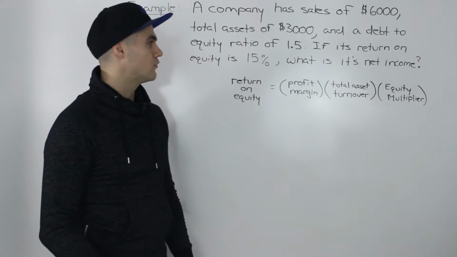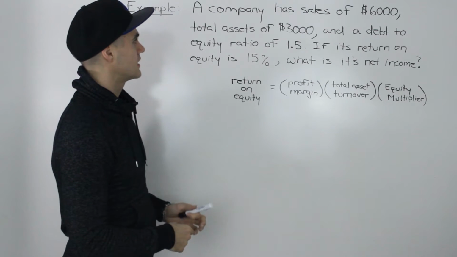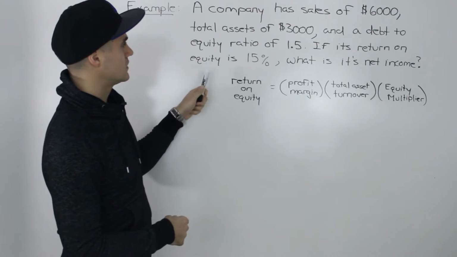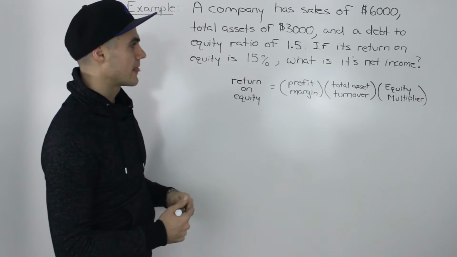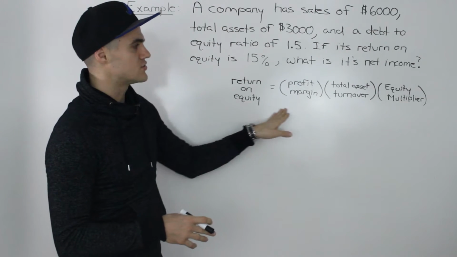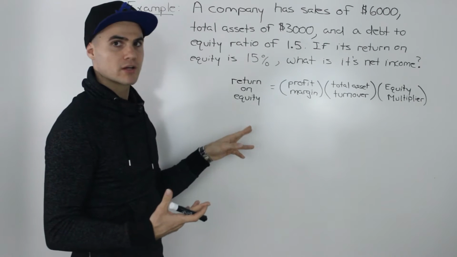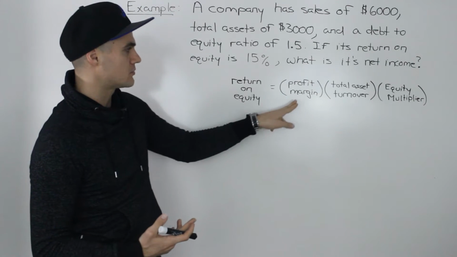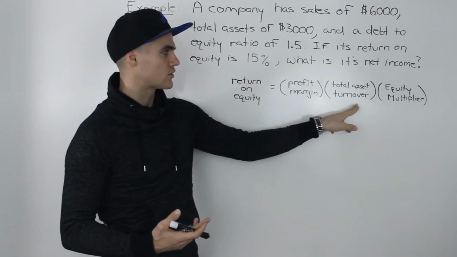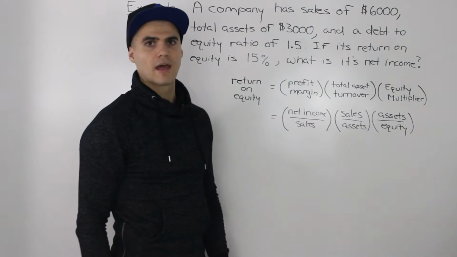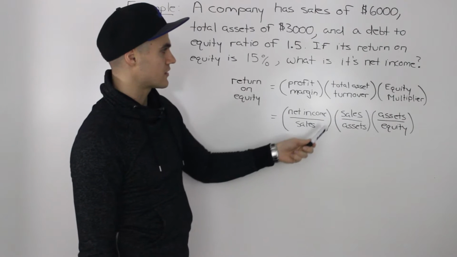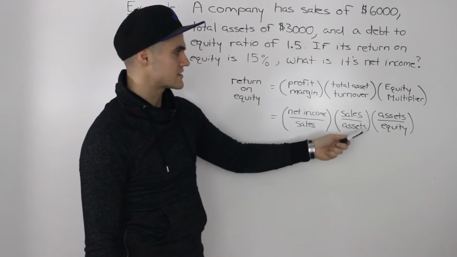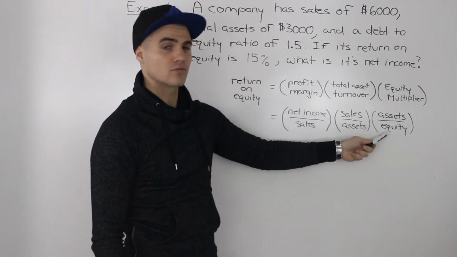Now, the first thing hopefully you recognize in this question is that the information we're given, the return on equity, debt to equity ratio, total assets, sales, it all relates back to the Dupont identity. So I wrote out the Dupont identity right here. Return on equity is equal to profit margin times total asset turnover times equity multiplier. And then getting a little bit more specific, we know that profit margin equals net income over sales, total asset turnover is sales over assets, and equity multiplier is assets over equity.